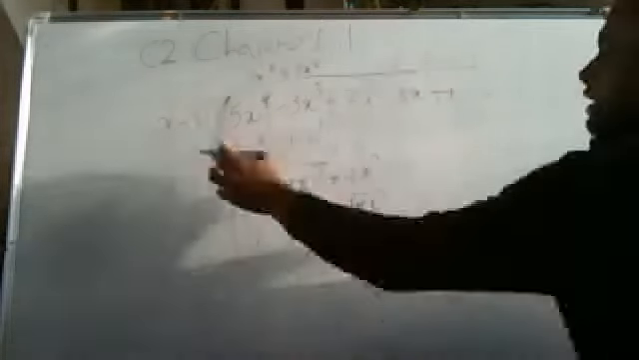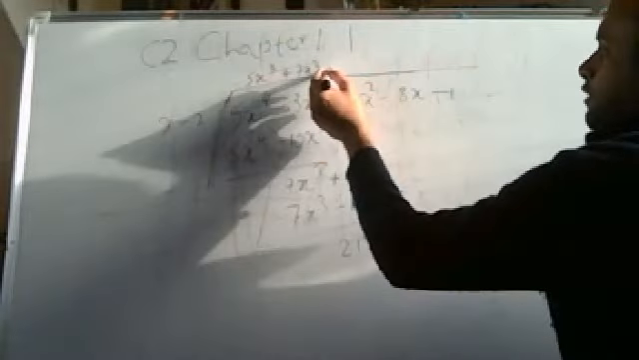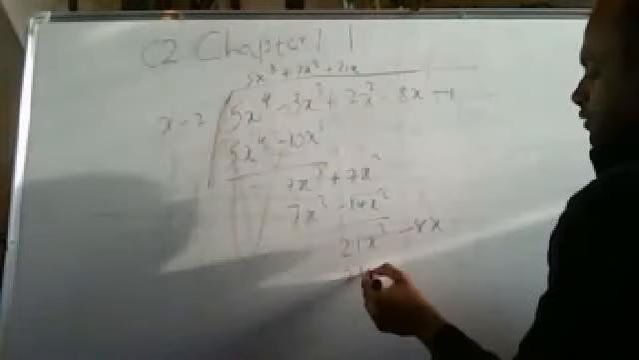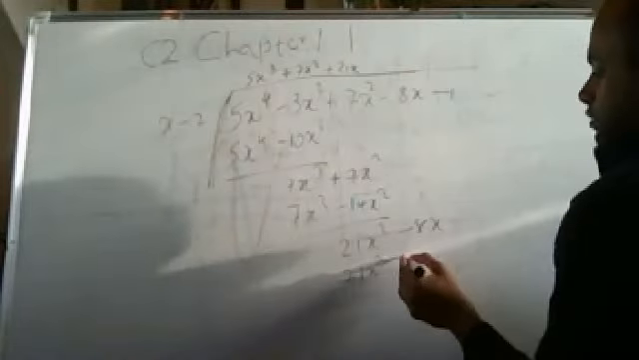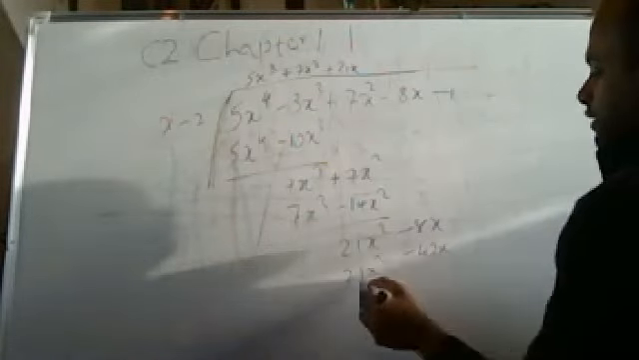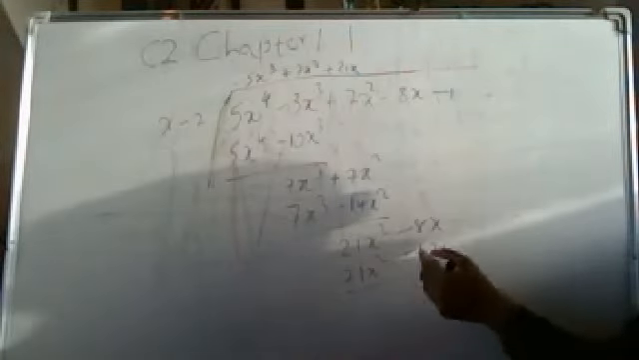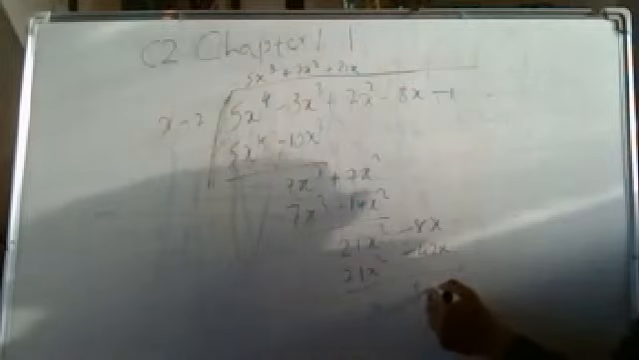So 21x squared divided by x is 21x. So that times that is 21x squared. That times minus 2 is minus 42x. So these two are going to cancel. Minus 8x minus minus 42x, that means minus 8x plus 42x will be 34x. And then bring the 1 down, that's minus 1.